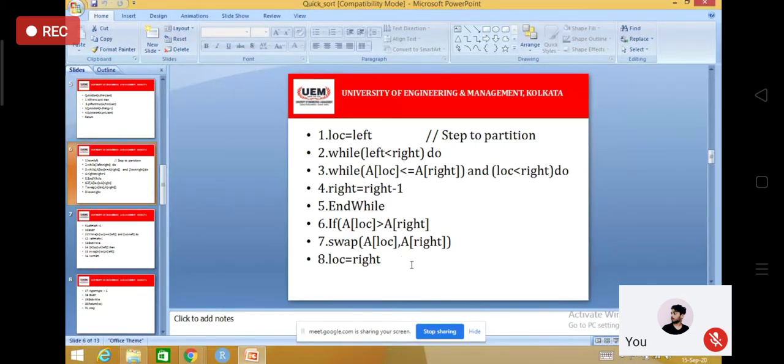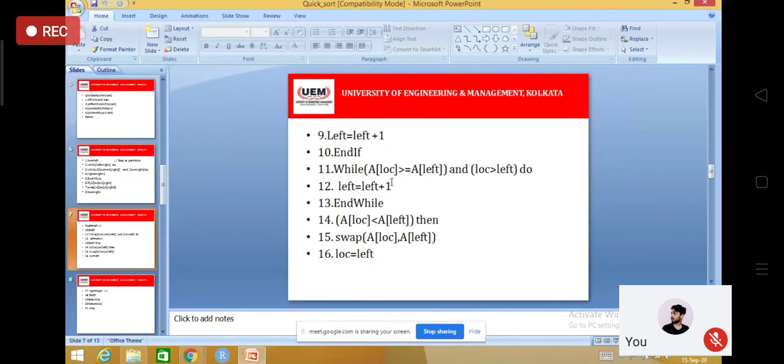So you will do the opposite thing. That means you will check whether all the elements present on the left side are smaller than that. If not, then you need to do the swap. For the location, that is the pivot, you just need to go, and obviously you need to increment the left, because one position is already incremented. So you just compare.